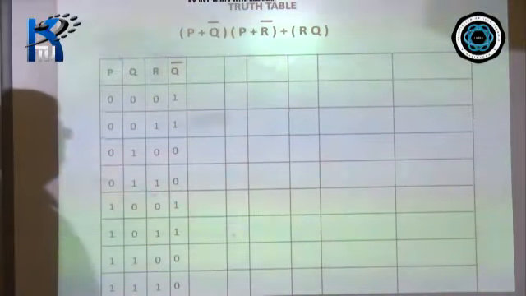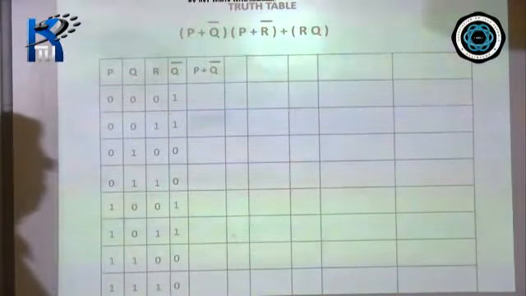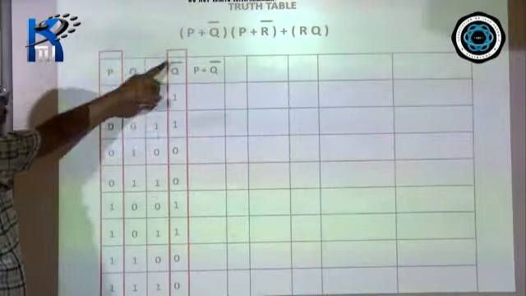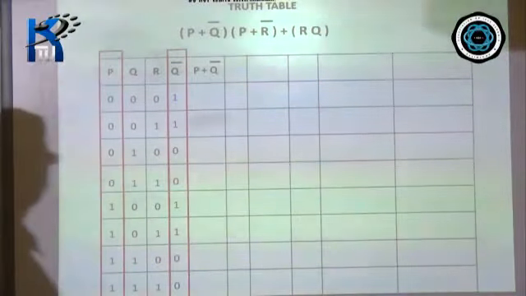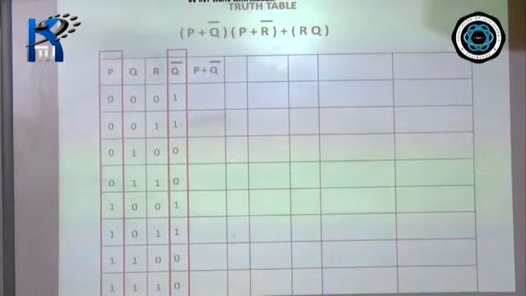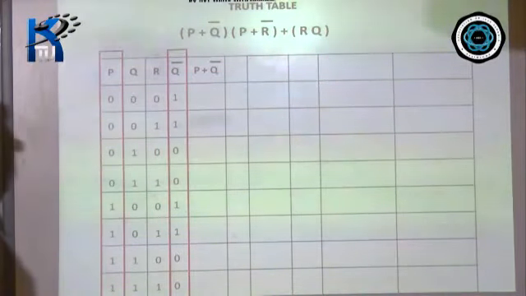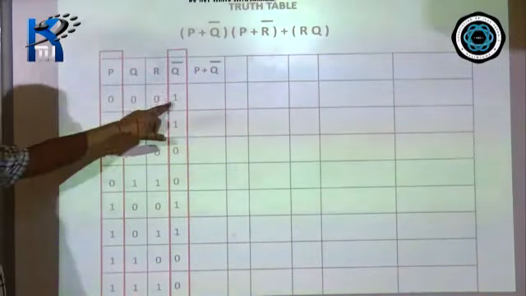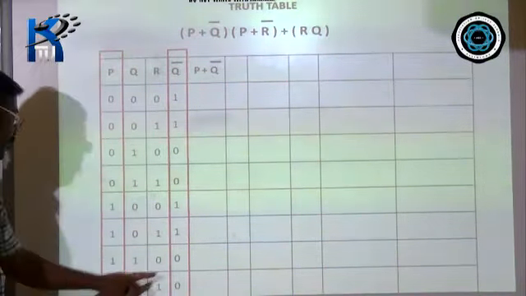Now we will solve this portion, the bracket P plus Q complement. P is this column, Q complement is this column, so we will use only these two columns. The middle two columns are not required. Plus means the OR gate. In case of an OR gate, if any of the literals has 1, the output will be 1. Only when both the literals are 0, the output will be 0. So we get 0, 1, 0, 1, 0, 0, 0, 0, 1, 1, 1, 1, and 1, 0, 1, 0.